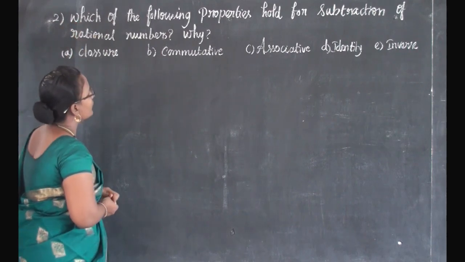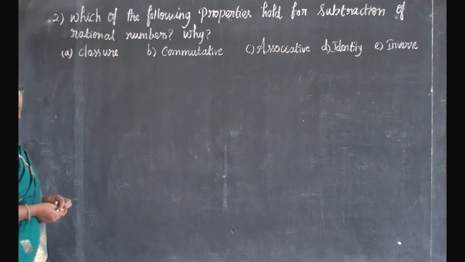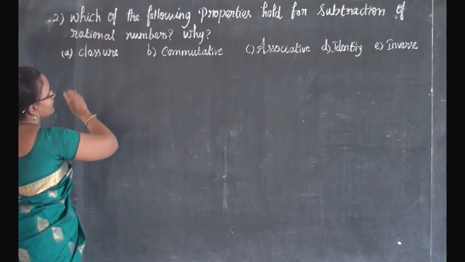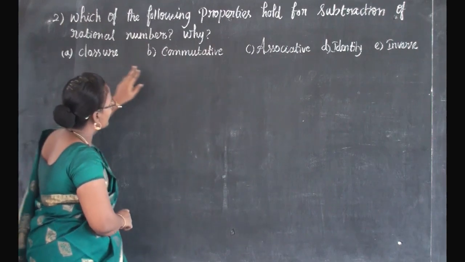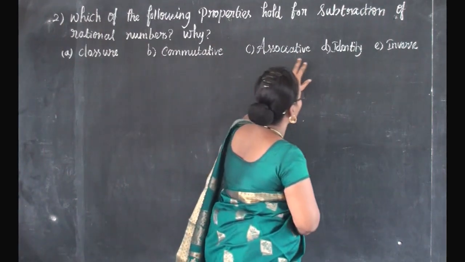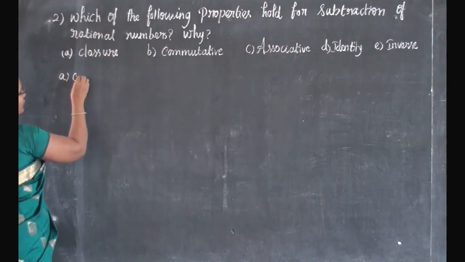Listen here. The second sum. Which of the following properties hold for subtraction of rational numbers? There are 5 properties there: closure, commutative, associative, identity, and inverse. First one, closure.